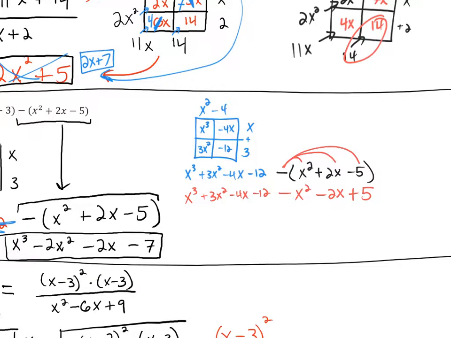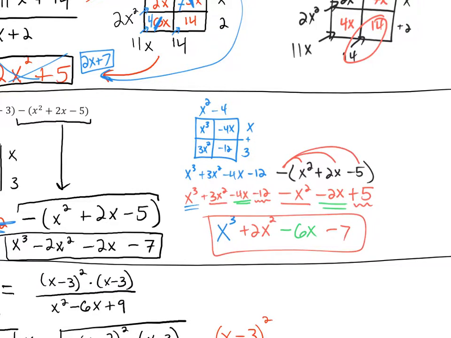And now this is just combining like terms. So it looks like I only have one x to the power of 3. I've got an x squared and a negative x squared, so that gives me 2x squared. And then I've got a negative x and a negative 2x, negative 4x, so that's negative 6x. And then I've just got my regular old-fashioned numbers. The negative 12 plus 5, that's negative 7.